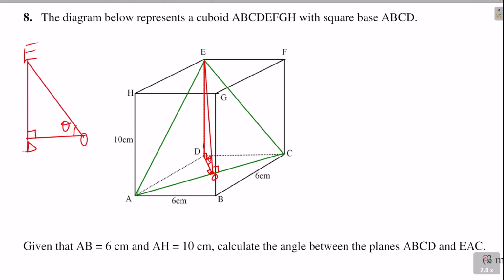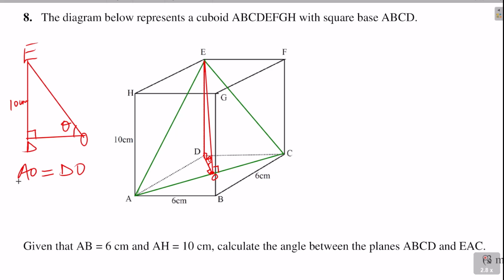So the only side that we know is ED, which is 10 centimeters. So we need to get at least another side. When you look at EO and DO, the easiest side to get is DO. Why DO? Because, knowing very well that ABCD is a square base, we should know that AO is equivalent to DO. So when we calculate AO, we automatically get DO.